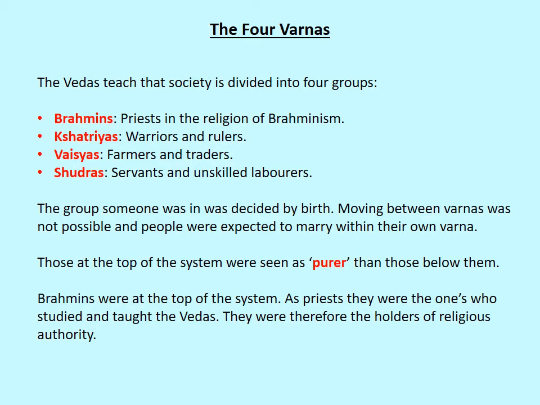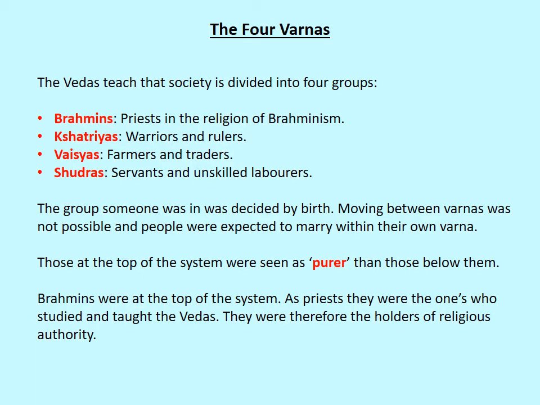Thirdly, you've got Vaishyas. Vaishyas are farmers and traders. And lastly, we have what's called Shudras. Shudras are servants and unskilled labourers, so people who work in farms and things like that. Now, these are called the Four Varnas. In the Varna system, the group someone was in was decided by birth. You were born into a Varna. Moving between Varnas was not possible, and people were expected to marry within their own Varna.